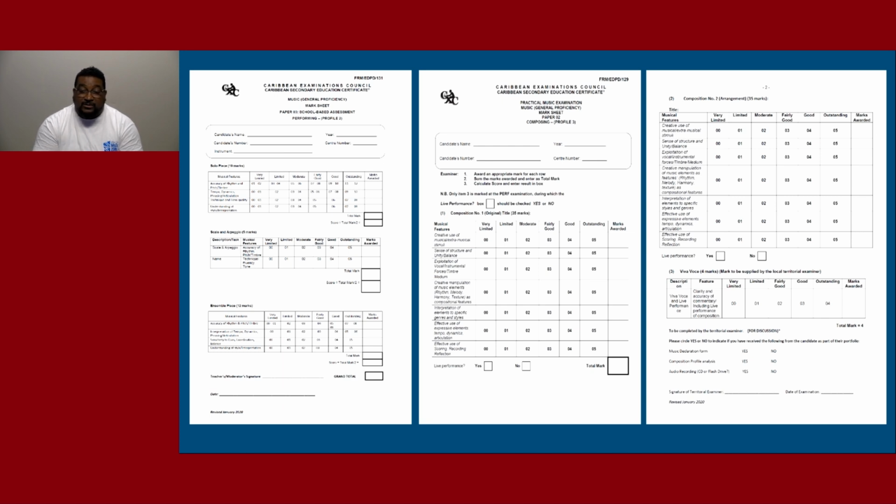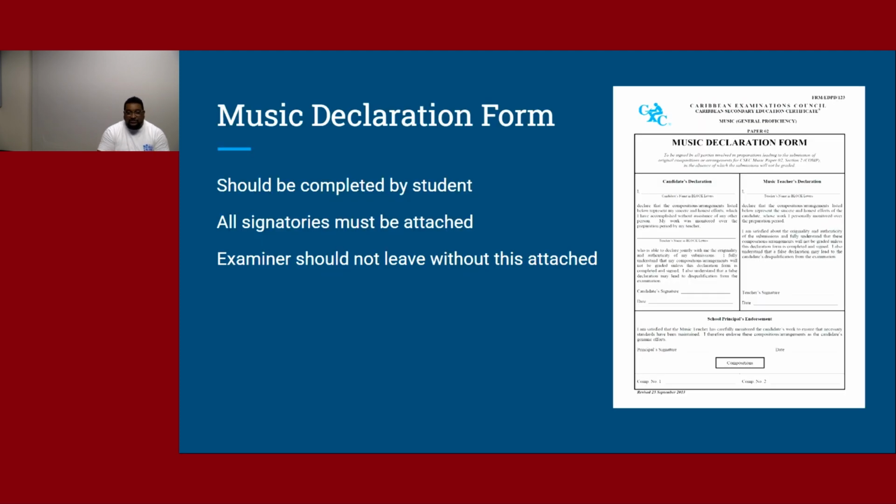But you should be familiar with your composing profile. So all of these things, you notice that you are supposed to write the title of your composition 1, which is your original. The composition 2, you should write that title as well. All the examiners will be doing is to check to ensure that these are present, as well as to tick if the performance was done live or not. And then there's a mark for viva voce, which is our interview.